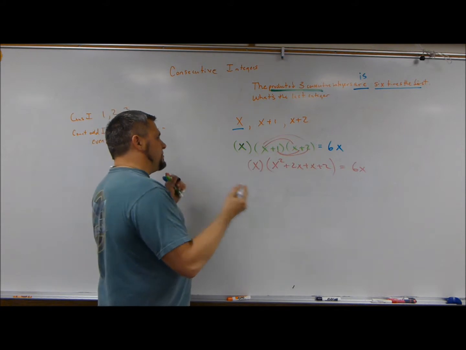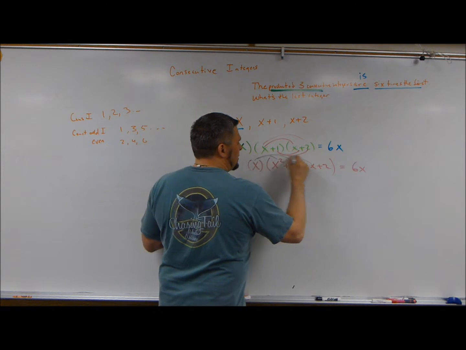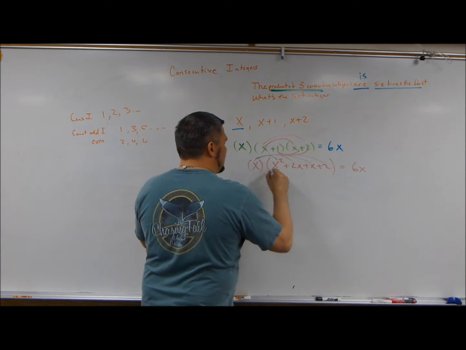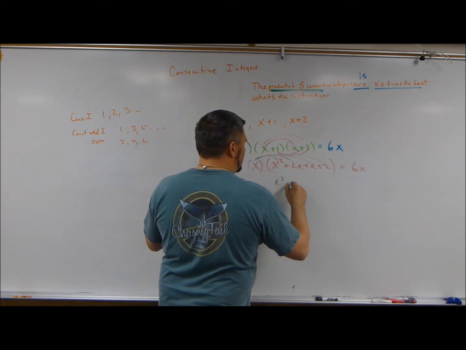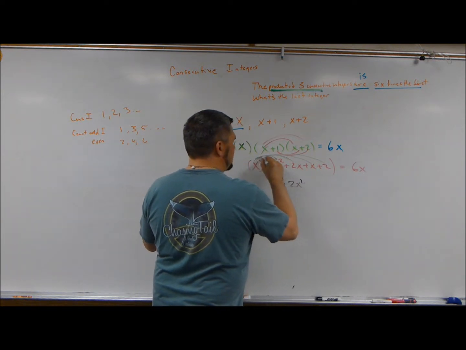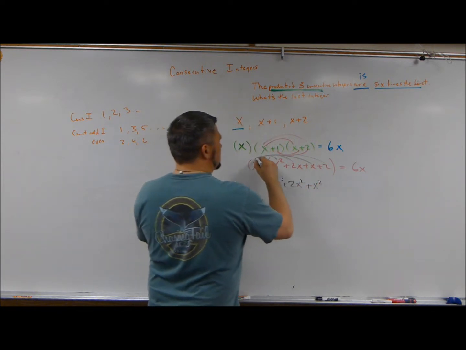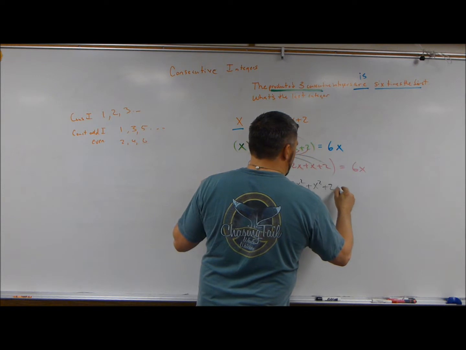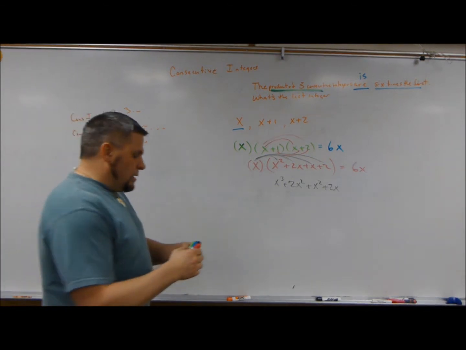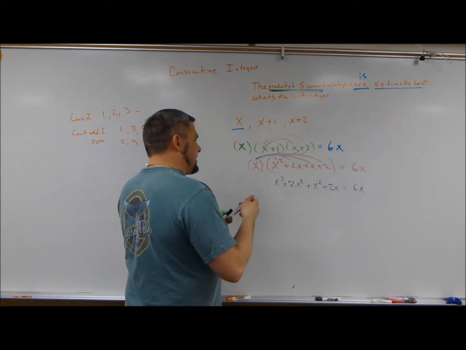And again, clamshell it, or in this case, everybody on the block gets the paper: distribution. So x cubed, plus 2x squared, plus x squared, plus 2x. Okay? And then I can set it equal to 6x, and now I'm going to move that 6x over.